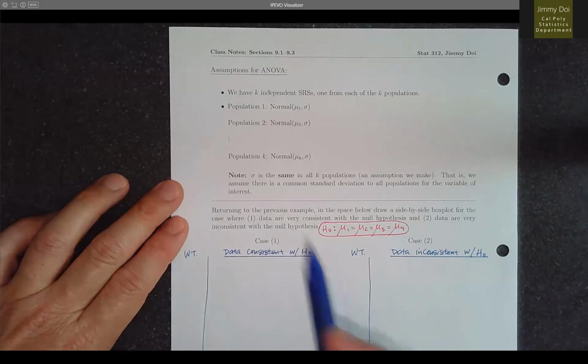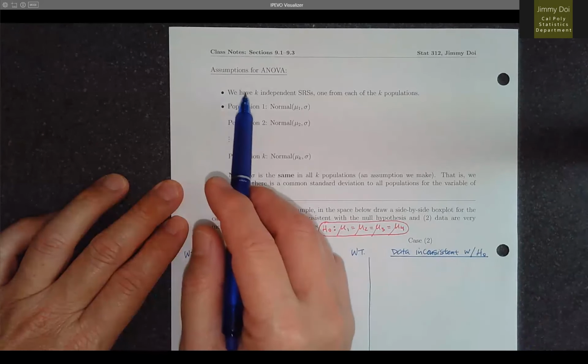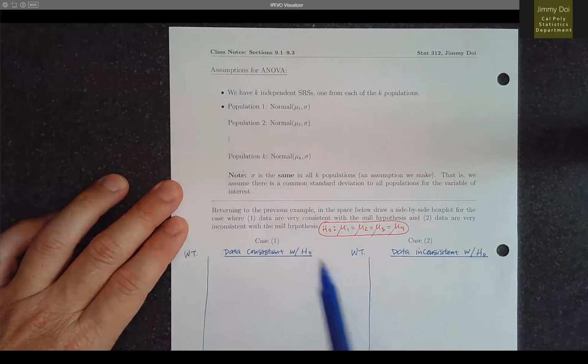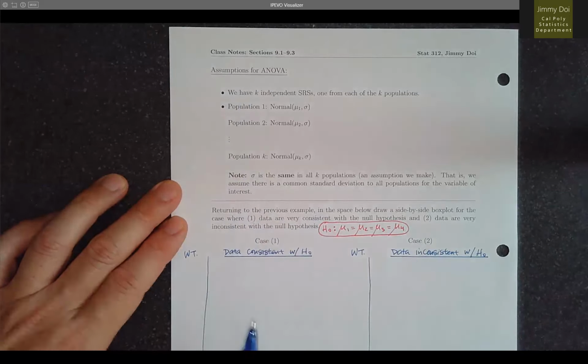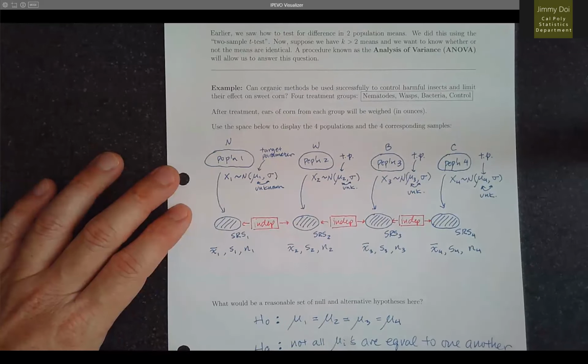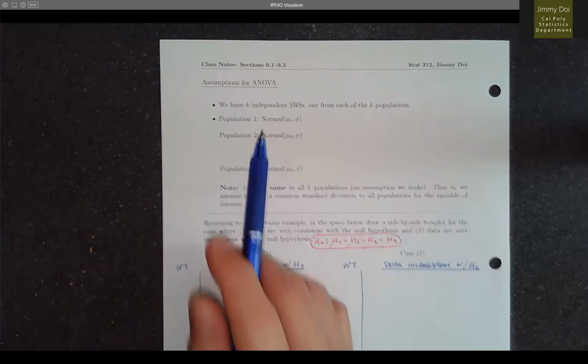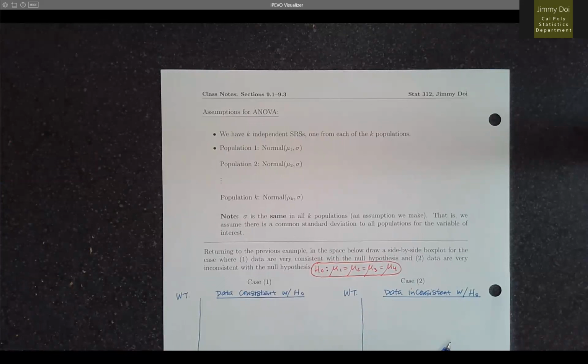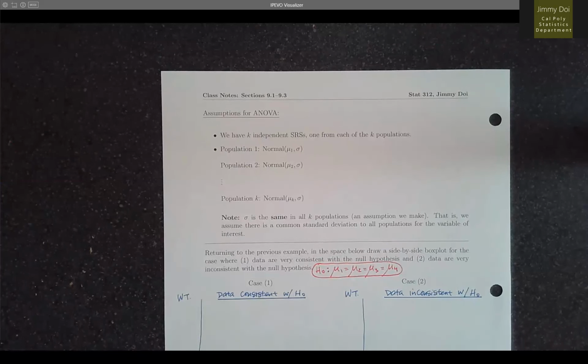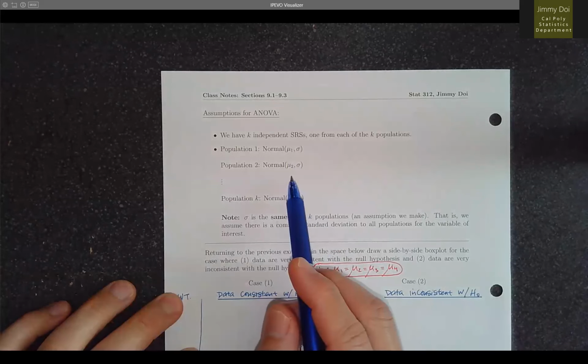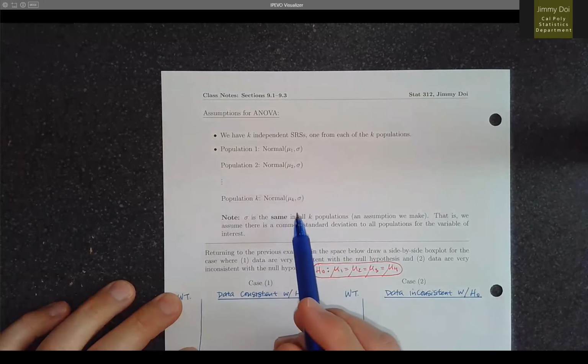Let's go to the top of the next page here. What you see over here is a set of assumptions from the analysis of variance. Basically, all of this is that picture that we just saw, just a summary of that picture. So please read this. We have K independent simple random samples, one from each of K populations. Population 1 comes from that normal distribution, population 2 from that normal distribution, population K from that normal distribution.